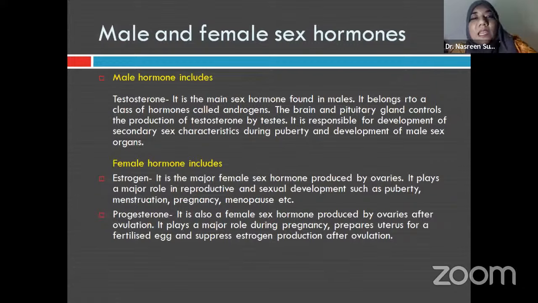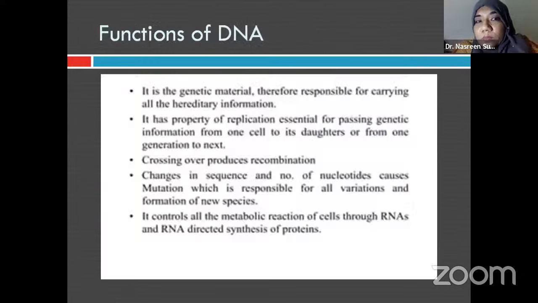Coming to the male and female sex hormones, you will be having testosterone as a male hormone, and estrogen and progesterone as the female hormones. Even though estrogen and progesterone are female hormones, estrogen is also released in males.